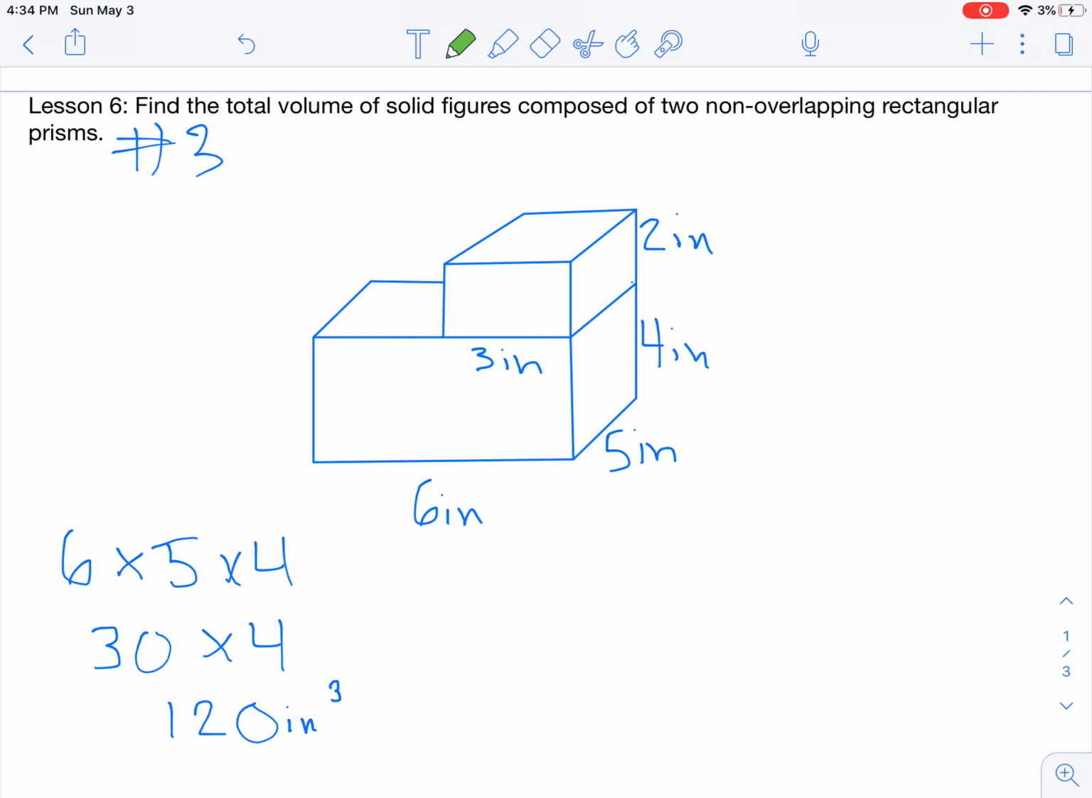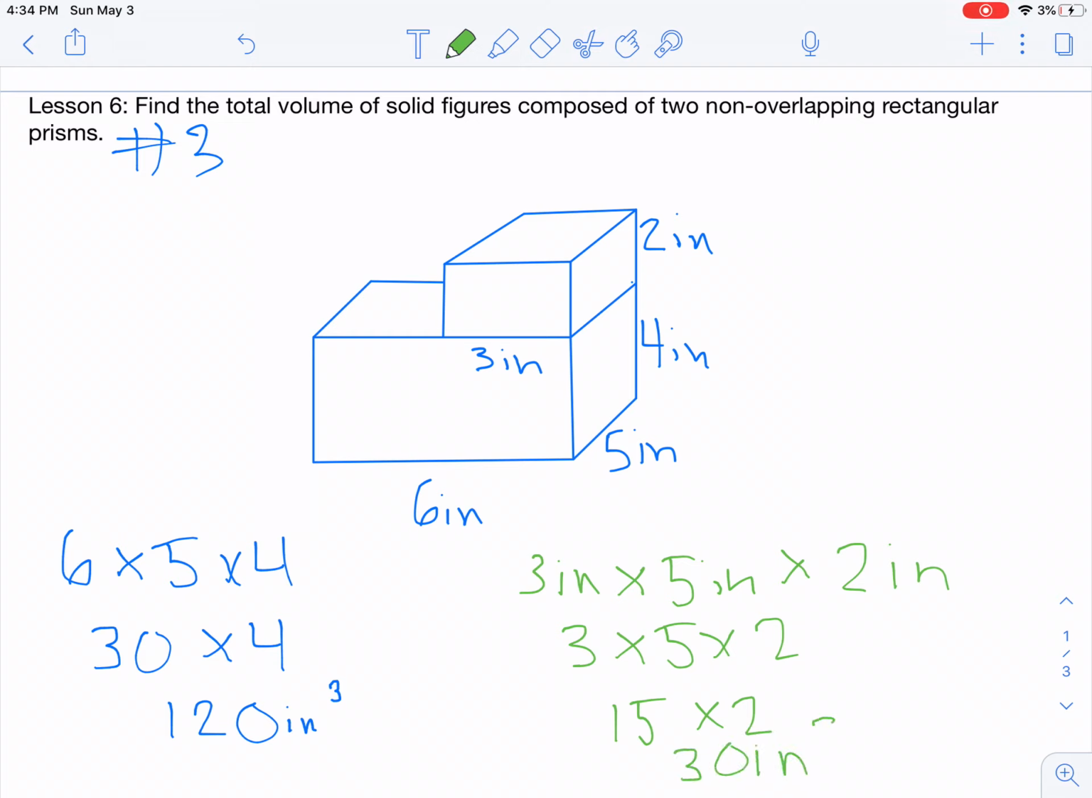So the top box is 3 inches long, 5 inches wide, by 2 inches tall. So we have 3 times 5 times 2. 3 times 5 is 15, times 2 is 30 inches cubed. So 30 inches cubed, or 30 cubic inches.